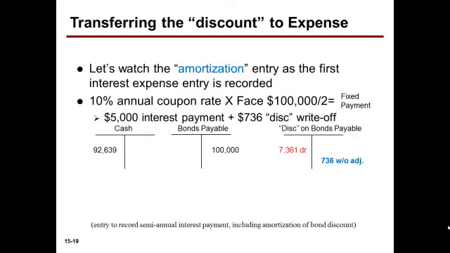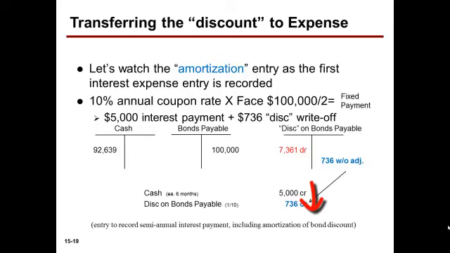Let's watch how the amortization entry occurs. First, how much interest are we paying? 10% annual coupon times the face amount of the bonds, $100,000, divided by 2, semi-annual, is our fixed payment every 6 months, $5,000. So we're going to credit cash, $5,000, reducing it. This is paying interest to the bondholders.